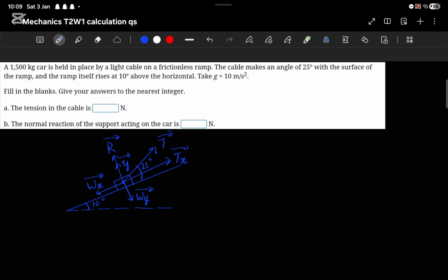Okay, so this is what's going on. I have a car. The car is this block here. It's held in place by a light cable on a frictionless ramp. The cable makes an angle of 25 degrees with the surface of the ramp. So the tension will be 25 degrees with this inclined plane. Why is it an inclined plane? Because the ramp itself is 10 degrees above. Okay, now, take g as 10 meters per second squared. Now, how do you find the tension of the cable?